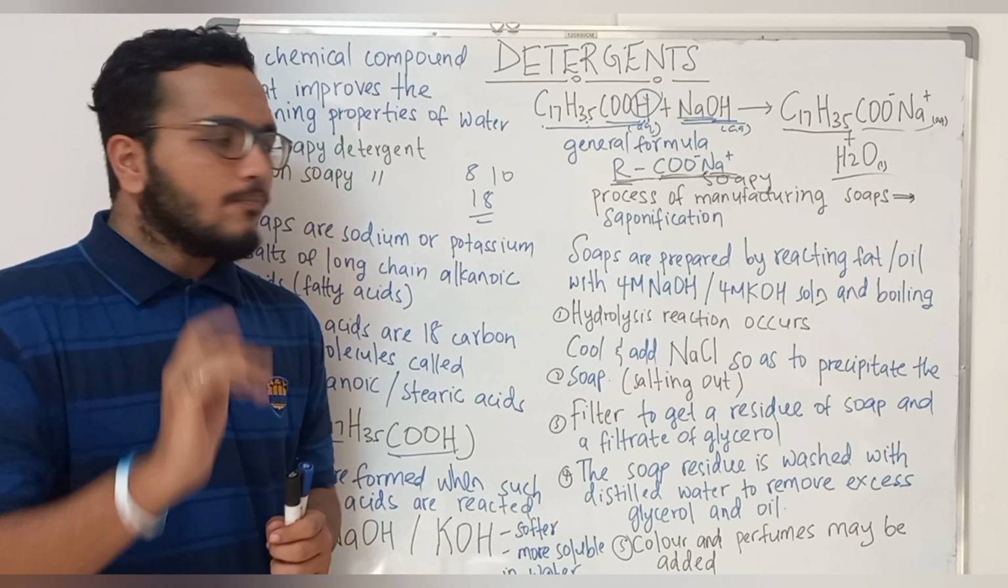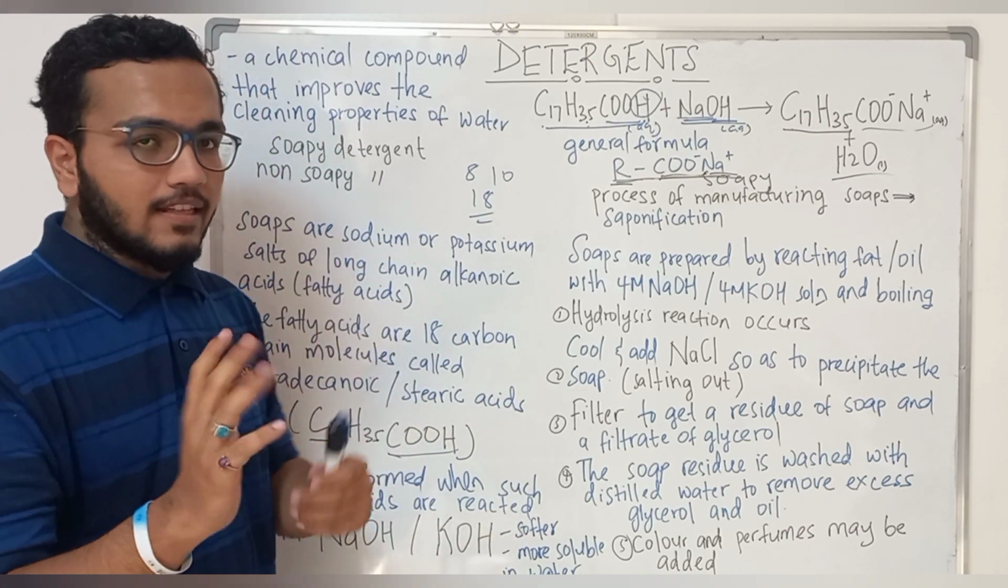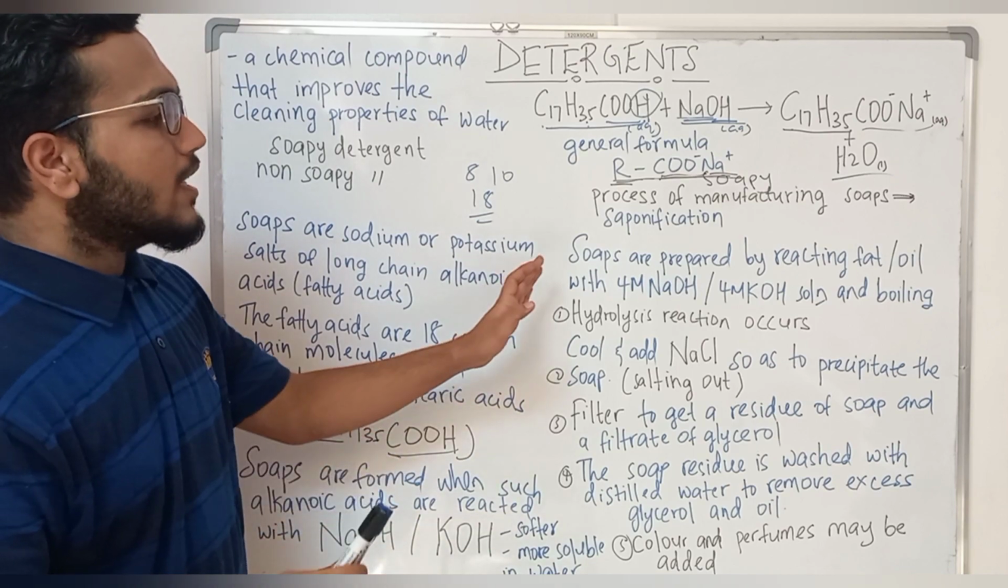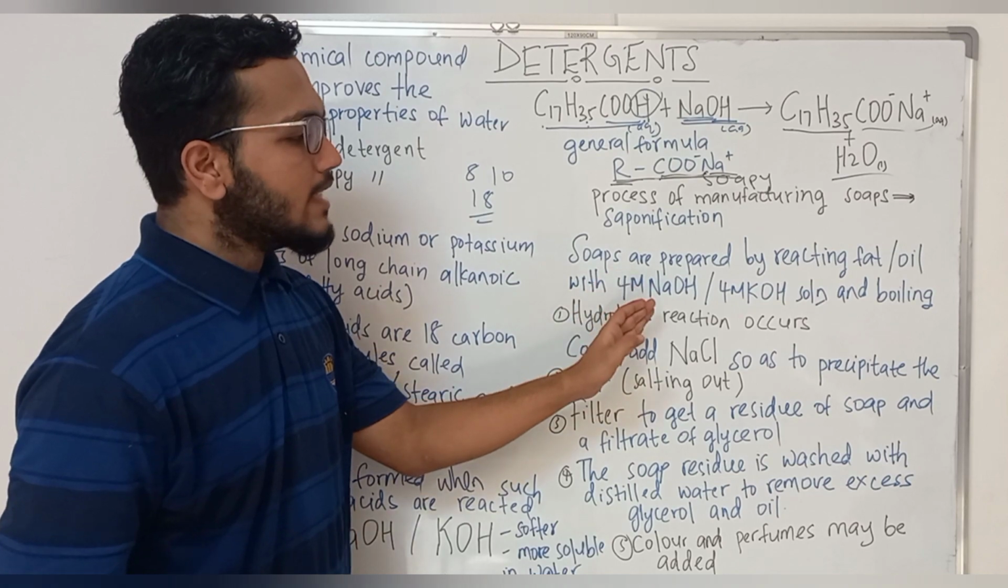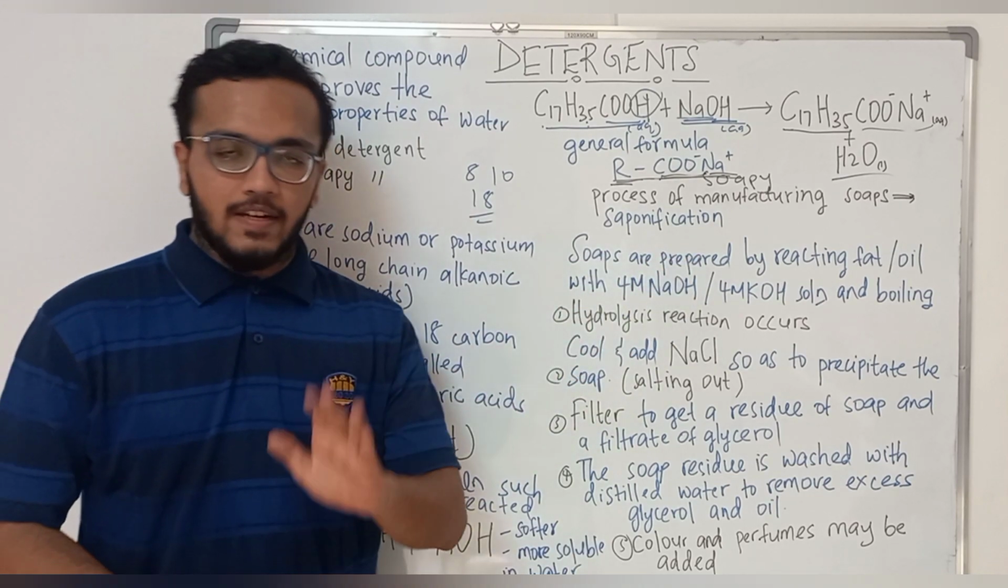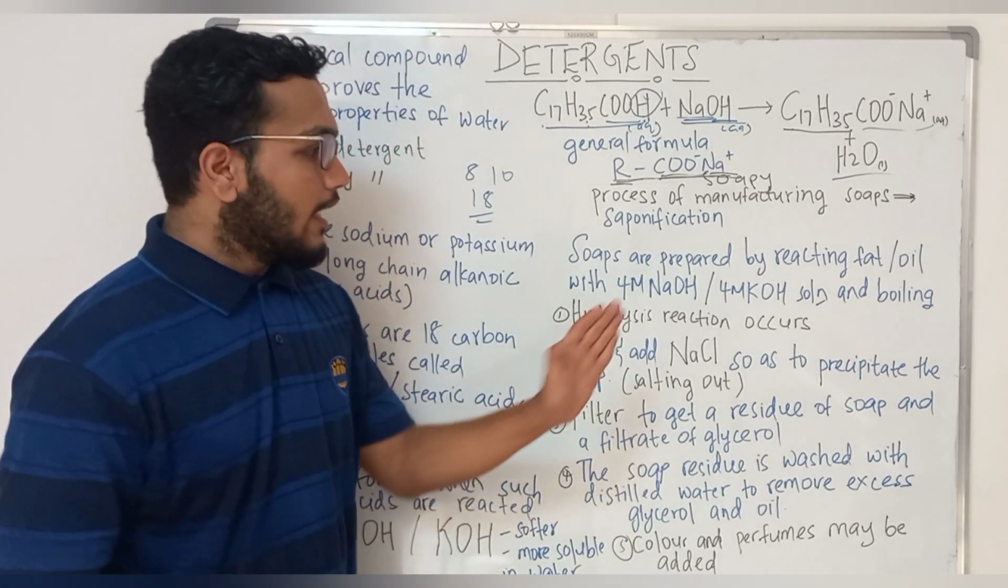two. We will explain that in the chemical equation. But soaps are prepared by reacting fat or oil with 4 molar sodium hydroxide or 4 molar potassium hydroxide. We can use both, and boiling.